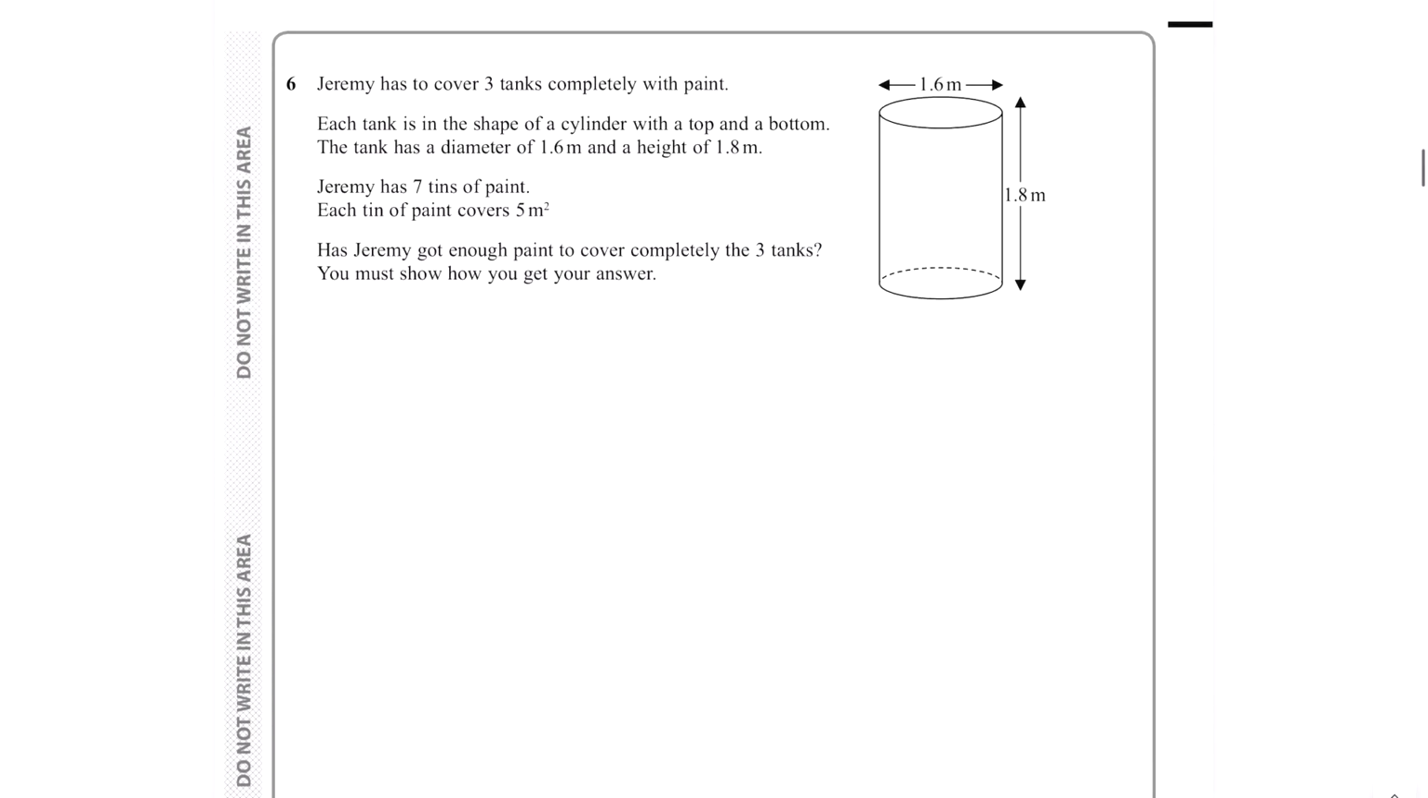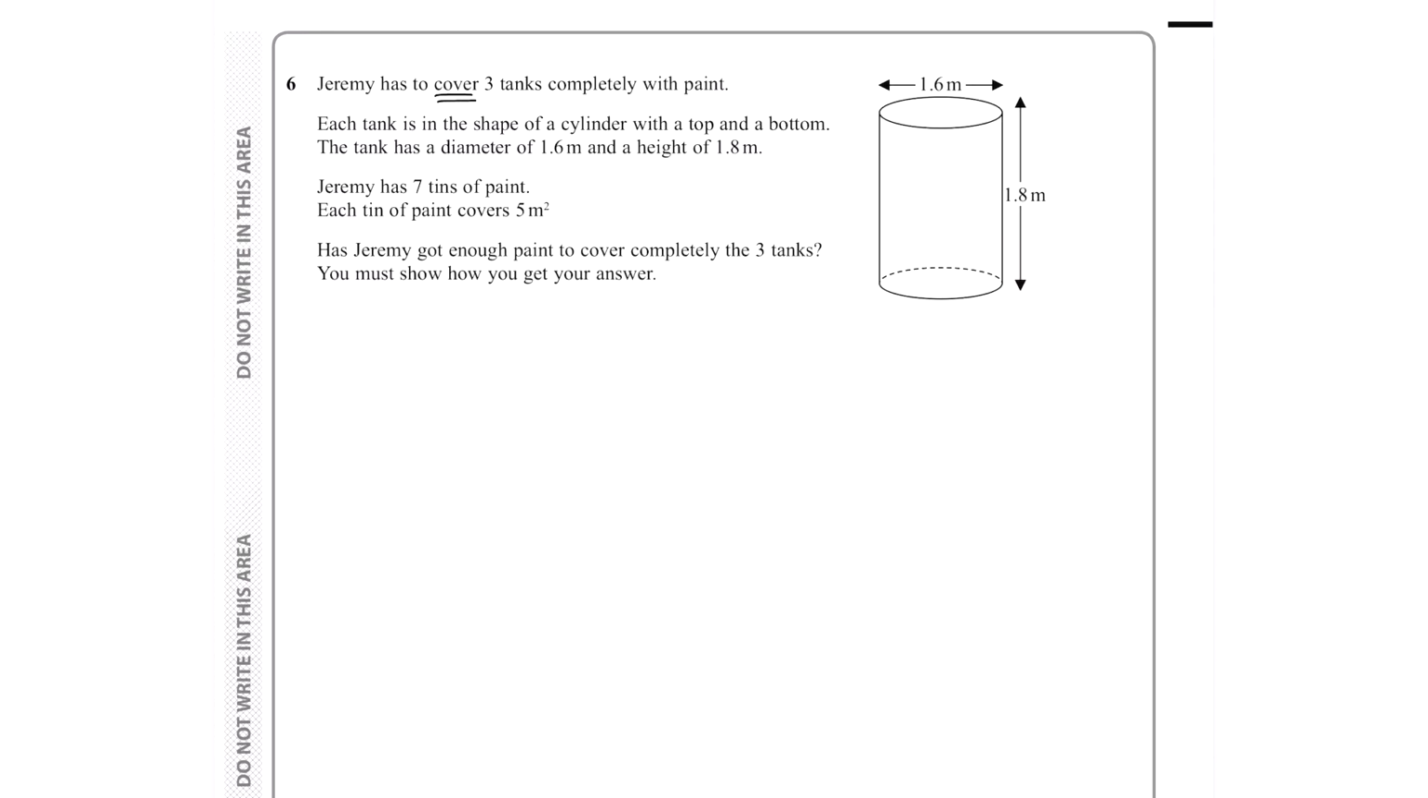So moving on to question 6, Jeremy has to cover 3 tanks completely with paint. So just note the wording there, it's saying cover, not fill. So by cover, it's going to be the outside, so we're going to be looking at surface area. Each tank is in the shape of a cylinder with a top and a bottom. The tank diameter is 1.6 and it's given the height as well. He has 7 tins of paint. Each tin covers 5 meters squared. Has Jeremy got enough paint to cover the 3 tanks completely?